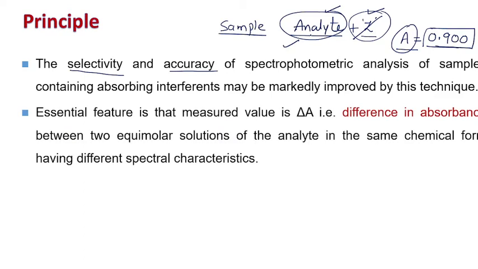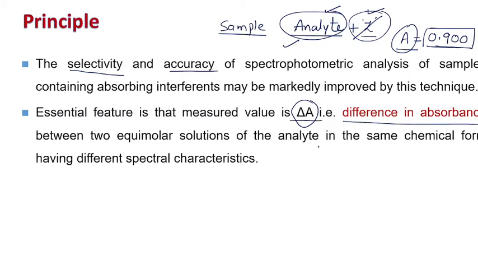What we do in this method, the essential feature of this method, is that we use a difference in absorbance. If you remember, in all other multi-component methods, the absorbance we referred to was a simple absorbance, but in this case we are using a delta A. Delta represents the difference in absorbance. So this method is also referred to as the difference in absorbance method.